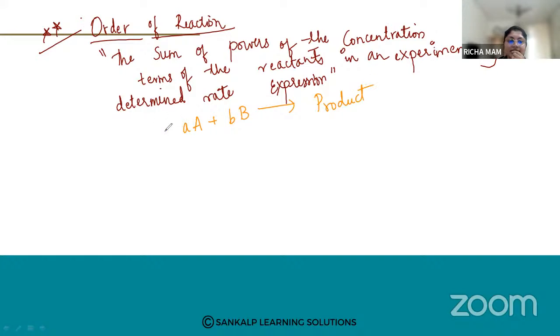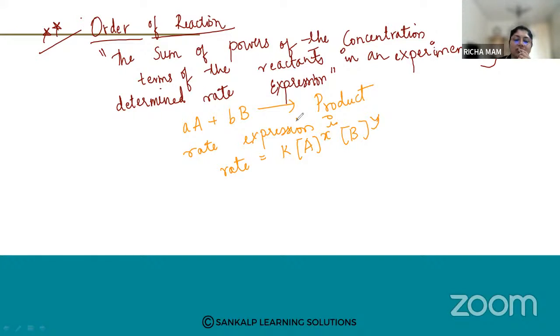Okay, so we are considering a reaction. So what is the experimental rate expression? The rate expression is: rate is equal to K into A raised to X and B raised to Y, right? So what are X and Y? X and Y may or may not be equal to the stoichiometric coefficient.